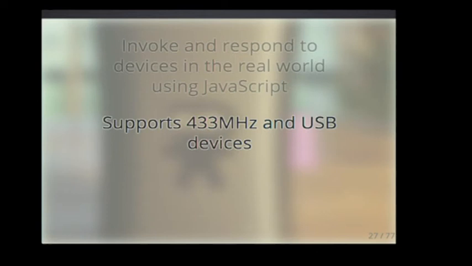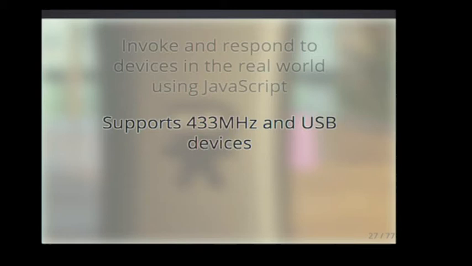It supports the 433 megahertz band and USB devices. So the 433 megahertz band was the radio waves that I was talking about. A whole heap of devices can turn on and off depending on this radio wave. So what I've got there is remote control power outlets. So they just turn on and off.